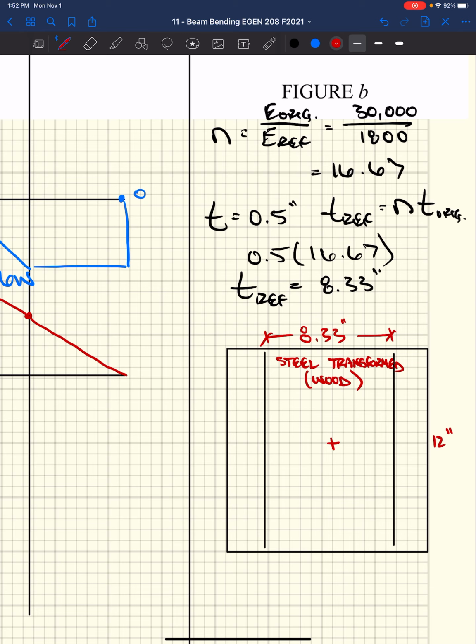And because we didn't affect the depth any, we made the steel wider. We can't affect the depth, we know that. Now we need to know, what's the center of this cross-section? Well, that's pretty easy. It's all one material now, so it's just one big rectangle.